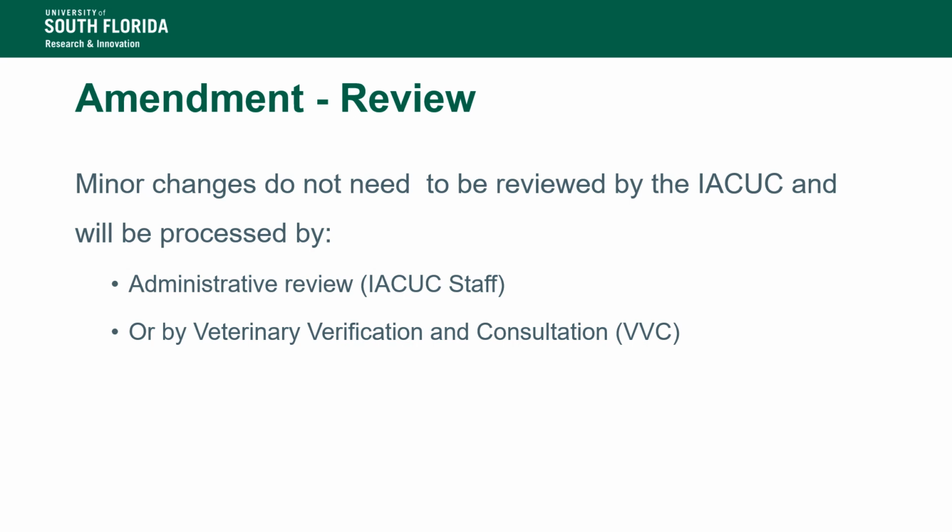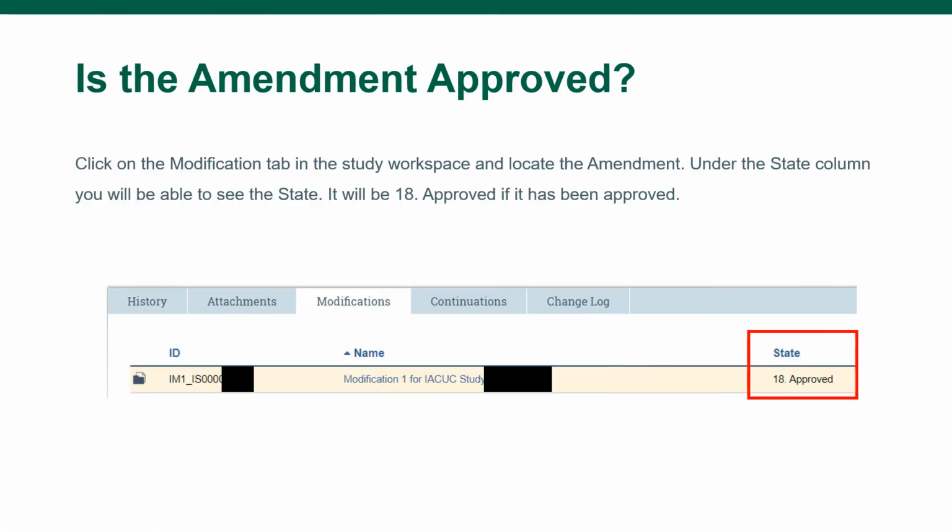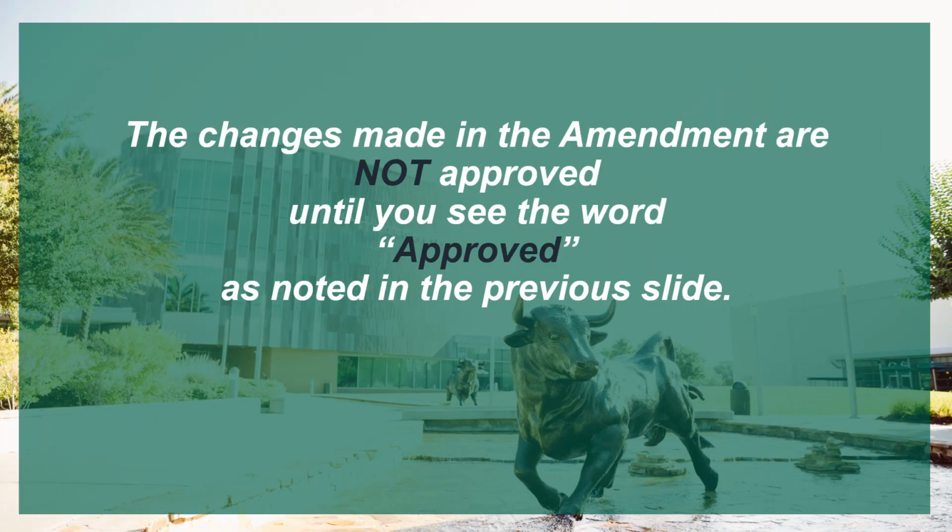Amendments will be approved by eIACUC staff or a veterinarian. Shown here are the states the amendment may be in at any one time. It is only approved when it is in state 18. To see the state the study is in, click on the Modification tab in the study window. The changes made in the amendment are not approved until you see the word Approved, as noted in the previous slide.